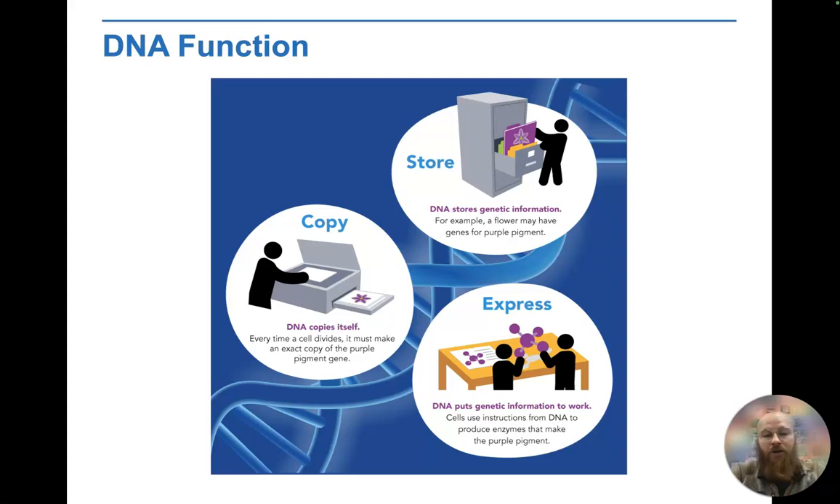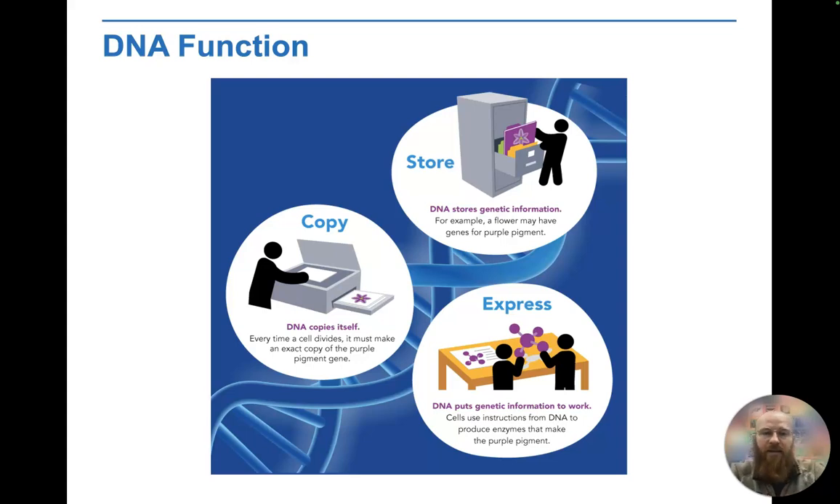Also, another function is that it can copy itself, right? So we're going to get to in part 2 this enormous process, this ultimately important process called DNA replication, where we start making those copies so that all of the cells in our body can have all of the information they need. And so we know that every time a cell divides, it has to make an exact copy of all of its genetic information.